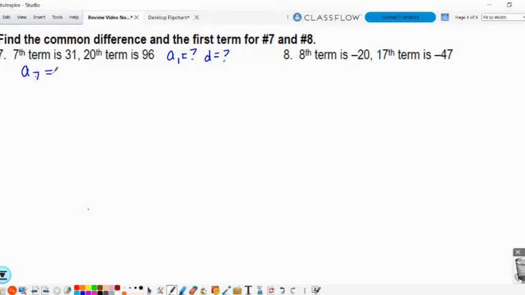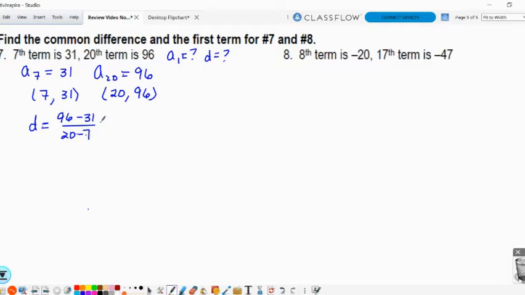If the 7th term is 31, we can treat that as the point 7, 31. If the 20th term is 96, we can treat that as the point 20, 96. And then using the slope formula, that will tell us the common difference. 96 minus 31, the difference in the y values, over 20 minus 7, the difference in the x values, gives us 5. That's only one of our two unknowns.